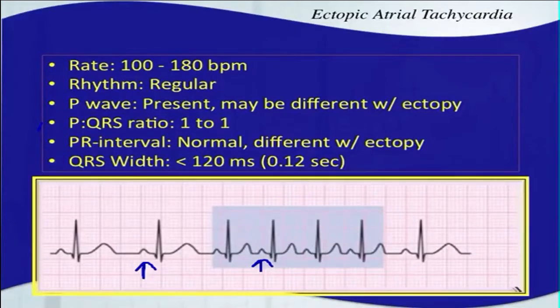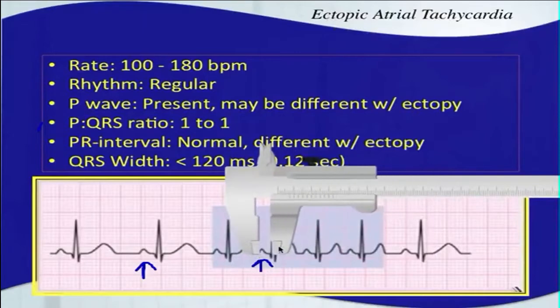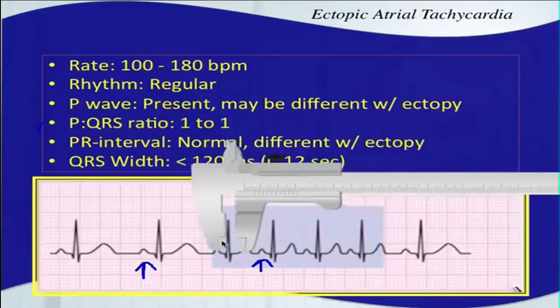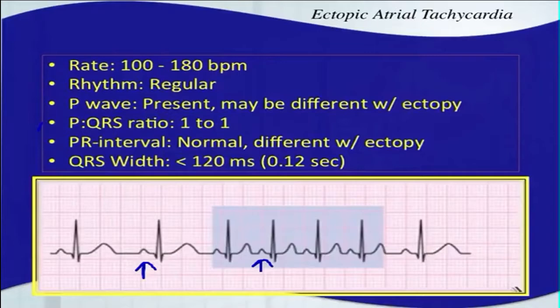The P-QRS ratio is still going to be 1 to 1. You have one P wave for every QRS complex. Your PR interval is still going to be normal, and it's going to be a different PR interval with the ectopy. So the spacing, let me bring in my calipers here. The spacing here for this PR interval is going to be different than over here. The tachycardia is going to have a different PR interval. That's how you know it's an ectopic atrial foci.